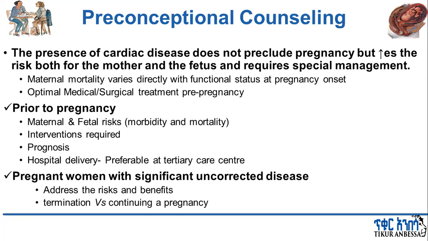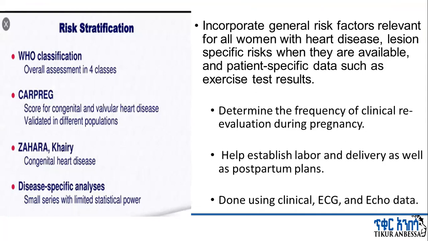If a patient presents for the first time with pregnancy and uncorrected cardiac disease, we need to discuss the risk and benefit. We need to decide on termination or continuation of pregnancy. I will have one or two slides on this. To do that, we need to risk stratify pregnant patients. A good risk stratification tool should incorporate general risk factors which are relevant for all pregnant ladies, a lesion-specific risk whenever it is available, and patient-specific data such as exercise tests. This risk stratification will determine the frequency of clinical follow-up and establish labor, delivery and postpartum planning. It is done with ECG, echo, and history and physical examination.